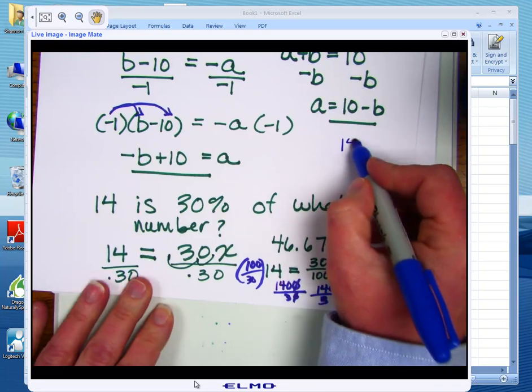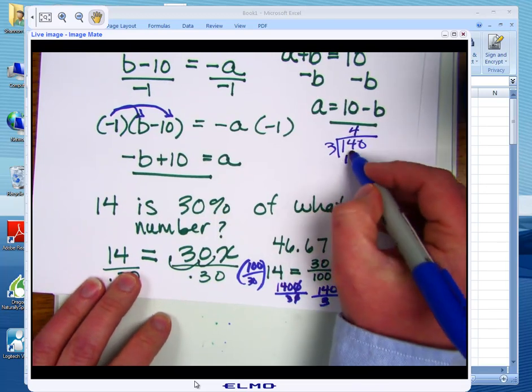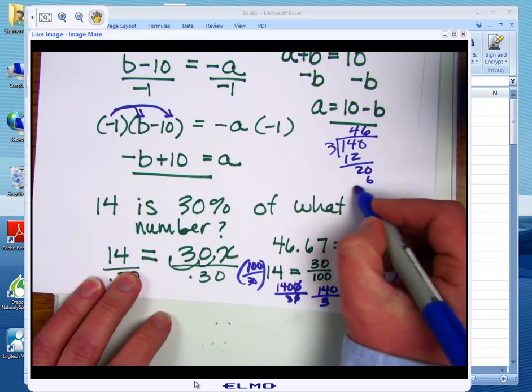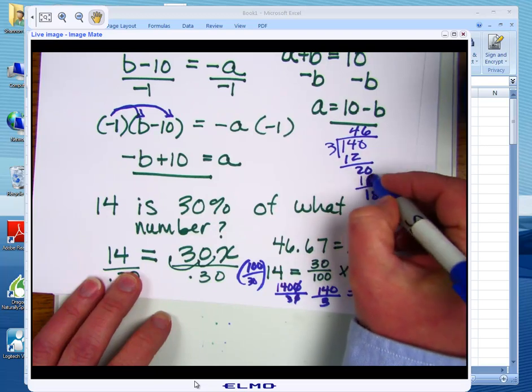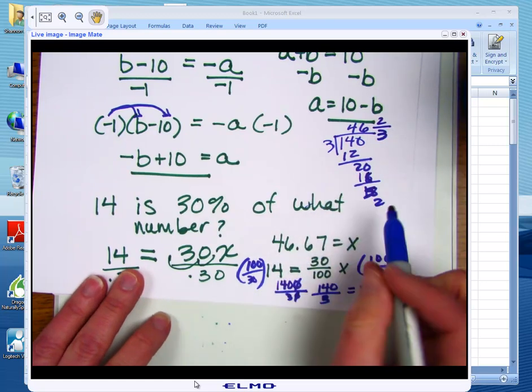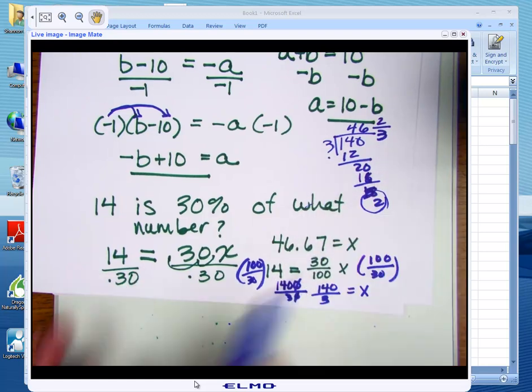So you can take 140 divided by 3. You would get 4, 12, 20. You would go 6, 18. I'm sorry, 18, 2, and 2/3. Remember, when you have a remainder, we can stick it over this number to get the fraction part.